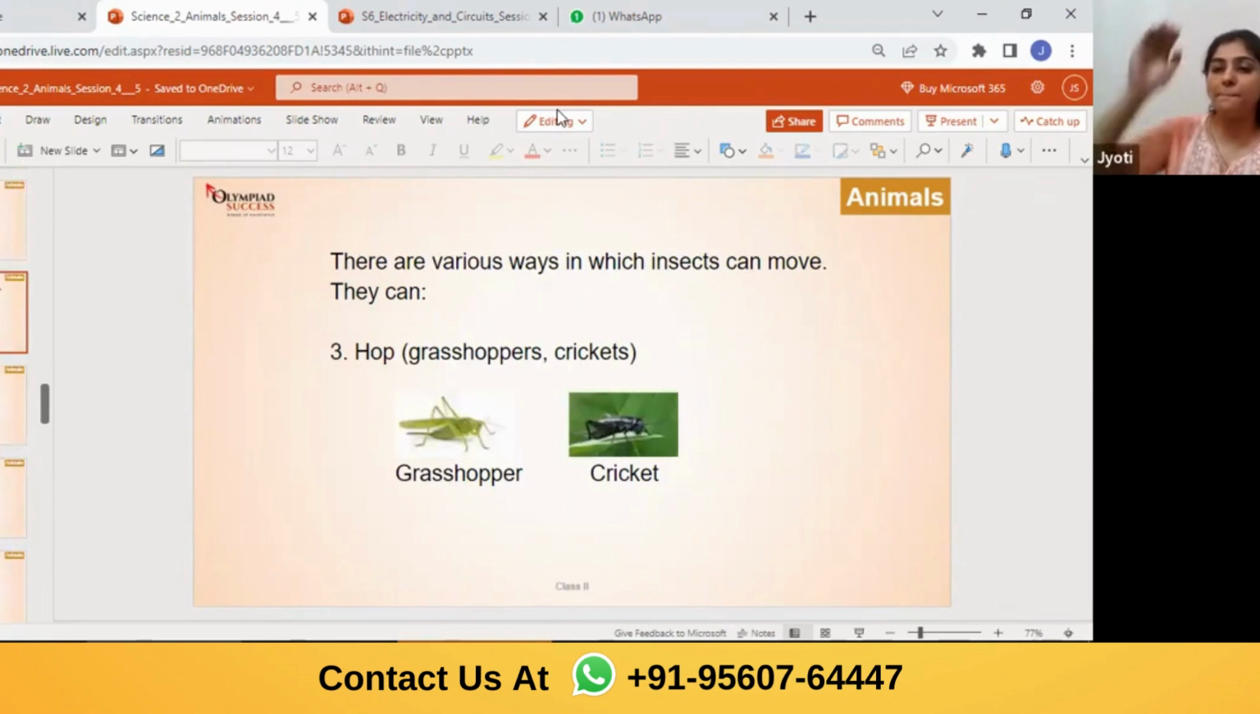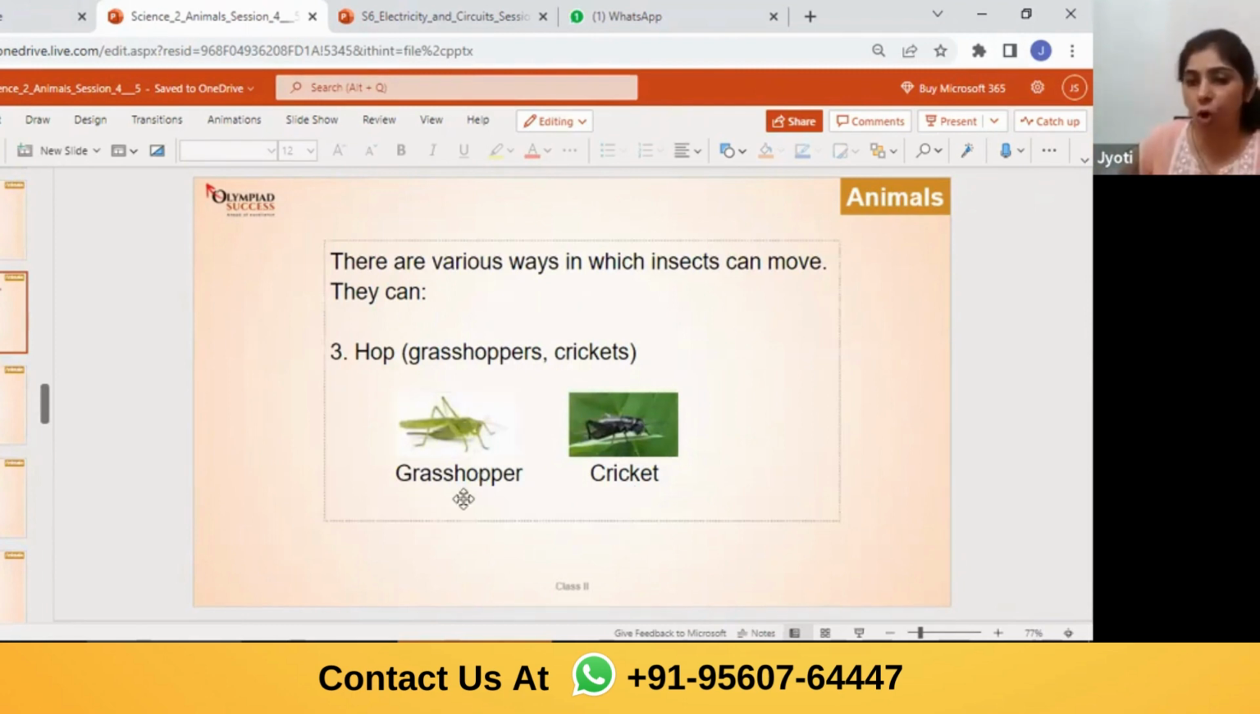Next comes hop. Hop is kudna. Hop is again a variety of jump only. That is again kudna, grasshoppers and cricket. It is not that grasshoppers can't crawl. They can crawl also. So again, I'm repeating, it is not that one insect is limited to one type of locomotion.